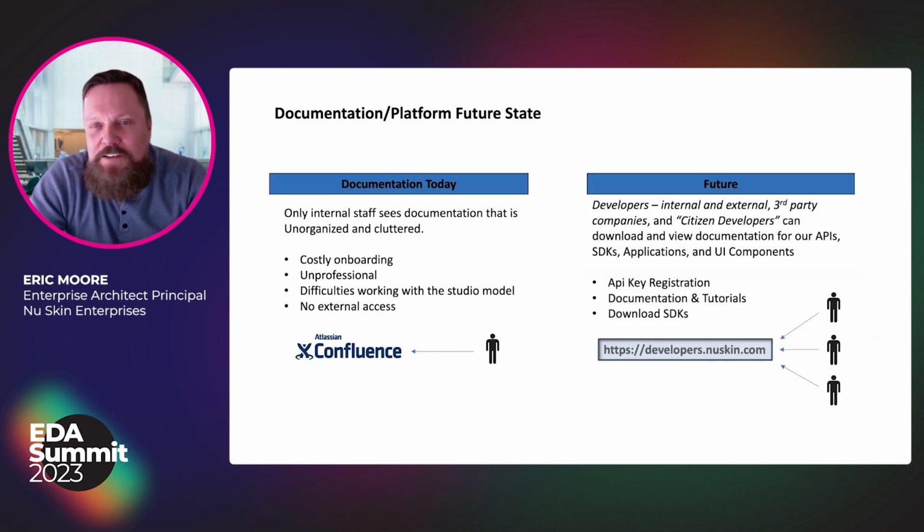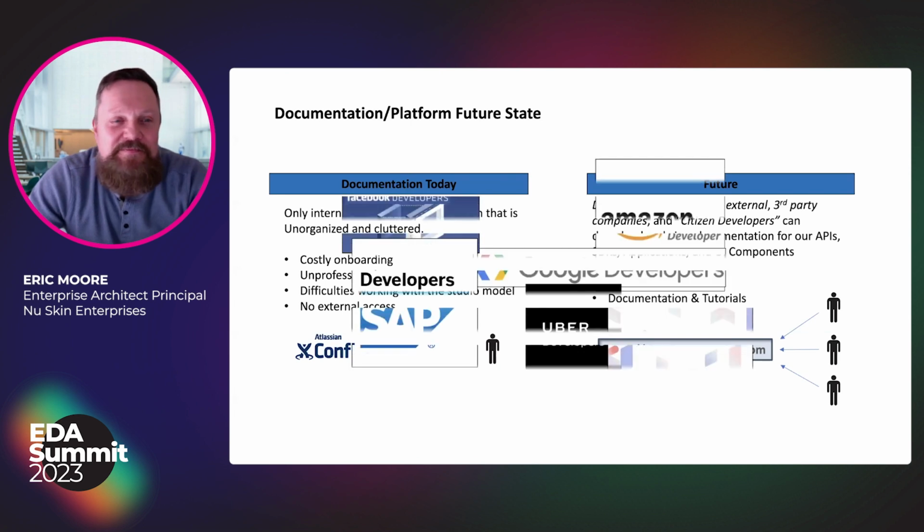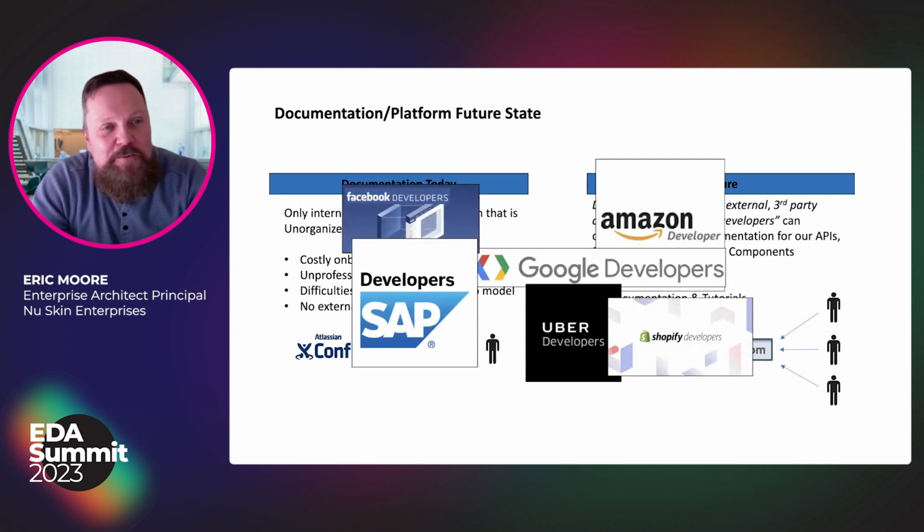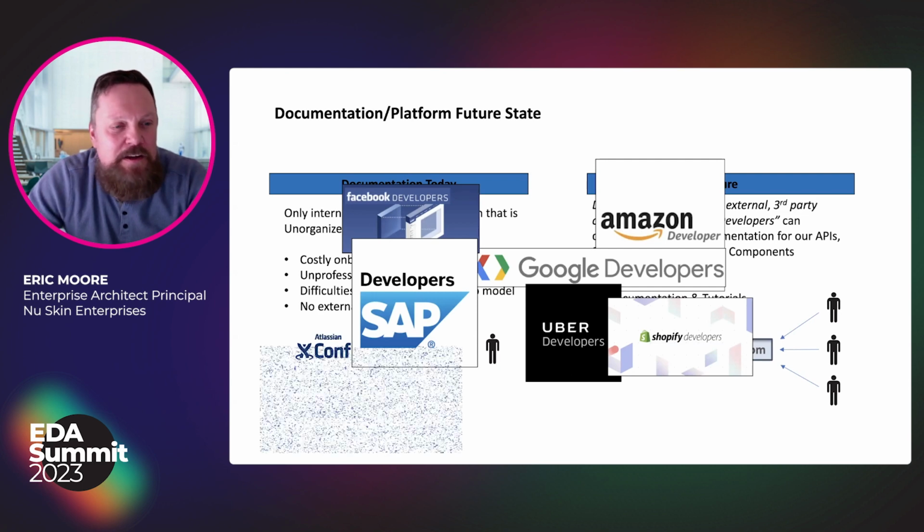So what we would like to see in the future, of course, like a lot of other companies, is to have something like a developers.nuskin.com that will guide our consultants and our internal developers in really the standard best practices, put some API governance, event governance, and generally lead people into the pit of success. And you know, we're not the first people to think of this. There's a lot of other companies out there that have done this.